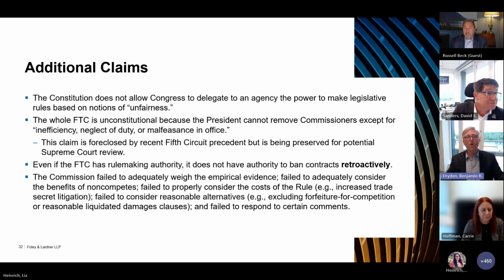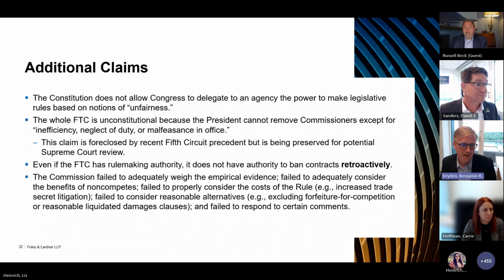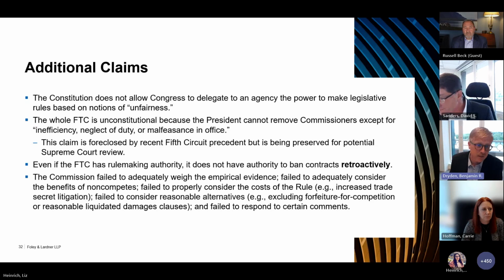Another claim is that the whole FTC is unconstitutional because the president can't remove commissioners except for cause. And under Article 2 of the Constitution, the executive power shall be vested in the president. The president should be able to remove inferior officers. Now, this argument has been litigated in the Fifth Circuit as recently as 5 months ago, and the Fifth Circuit ruled for the FTC. So the claim is foreclosed, but they're setting up a potential Supreme Court case.